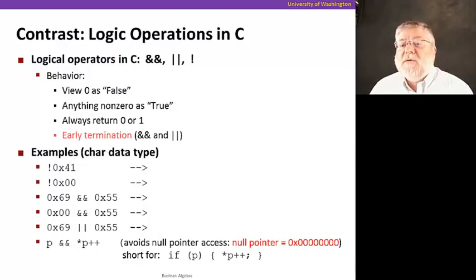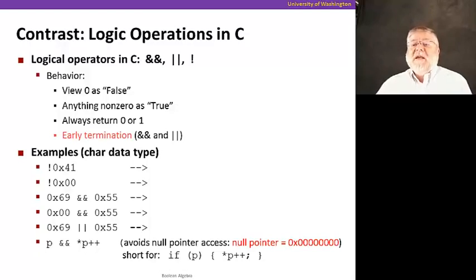Okay. So the other thing we should know is that 0 is always viewed as false, and anything that is non-zero is true. So the value doesn't have to be 1 to be true. Anything that is not a 0 is interpreted as true. Now, when we're talking about bits, of course, the only values we can have are 0 or 1.